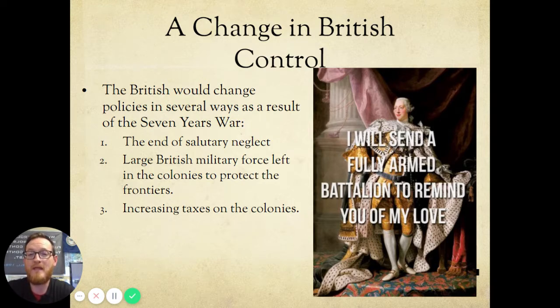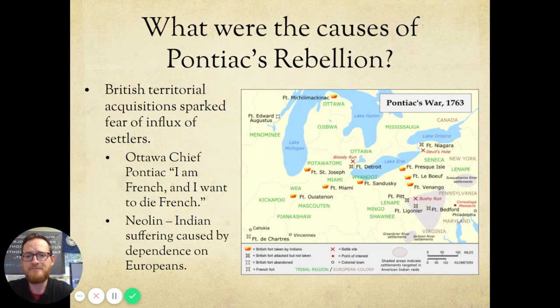And one of the big reasons that they're going to change this policy is because they needed to make more money off of the colonists because of the massive debt that they would have as a result of the French and Indian War. Also, you're going to see the British military is left here, and a lot of colonists are not going to like this. They're going to resent the fact that the British military is left here. They felt like they didn't need to be here, that the colonists could defend themselves, but the British military would be left here to help protect them. And as I had alluded to, they would increase the taxes on the colonies during this time.